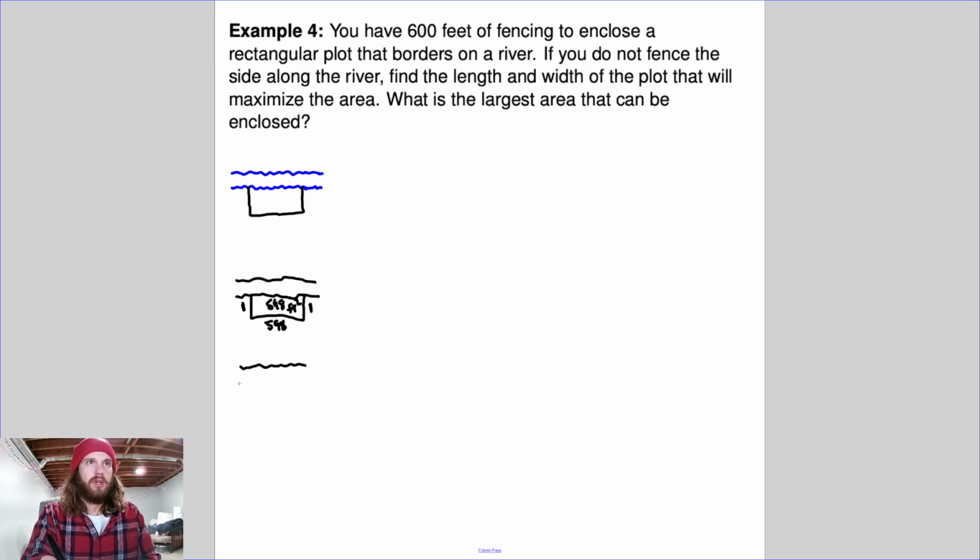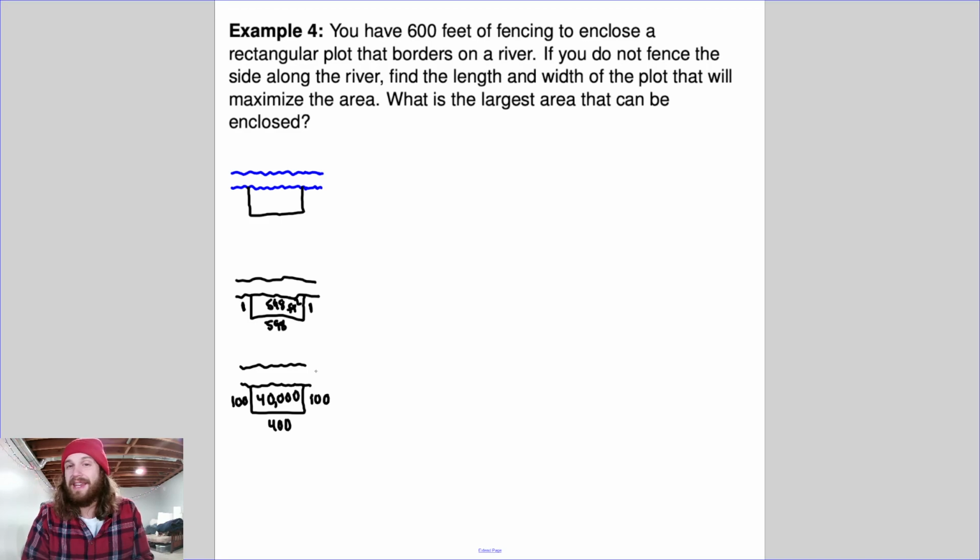Similarly, you could go like this. You could make one side of the fence equal to, I don't know, let's say 100. You'd make this 100, which means this would be 100, which means this would be 400 feet. And 100 times 400 is a 4 with 4 zeros. That would be 40,000 square feet.